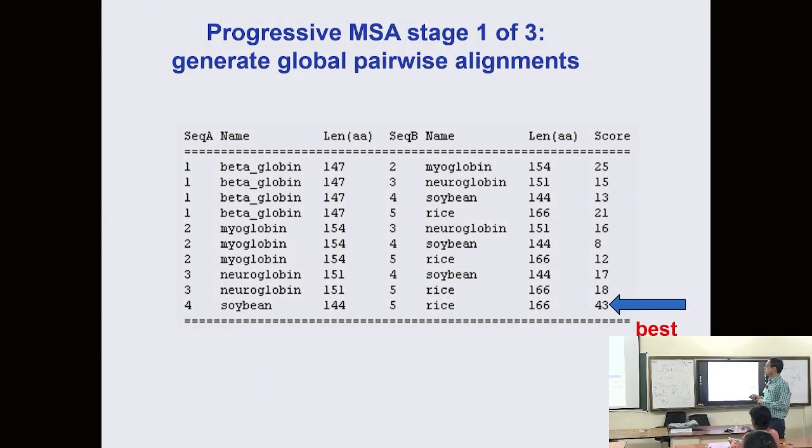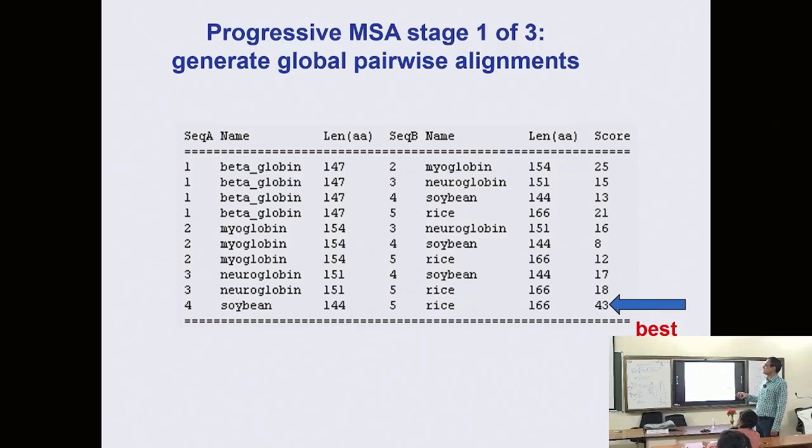So let's consider 5 globin sequences: beta globin, myoglobin, neuroglobin, soybean globin, and rice globin. There are 5 globins, and when you consider all pairs, how many pairs would there be? 5 globins, and you have to get all pairs. So how many total pairs? 5 combination 2, yes, 10. So you can see here these 10 pairs.